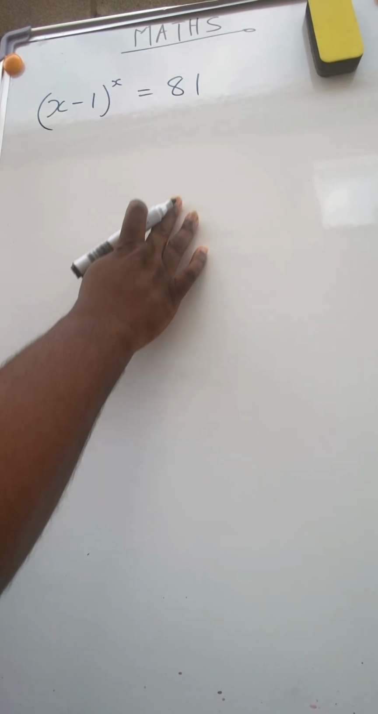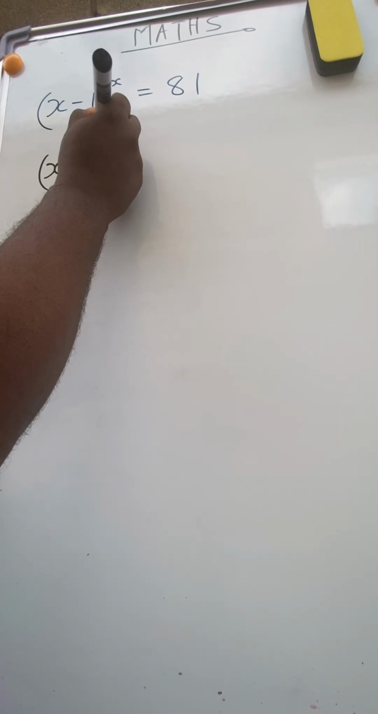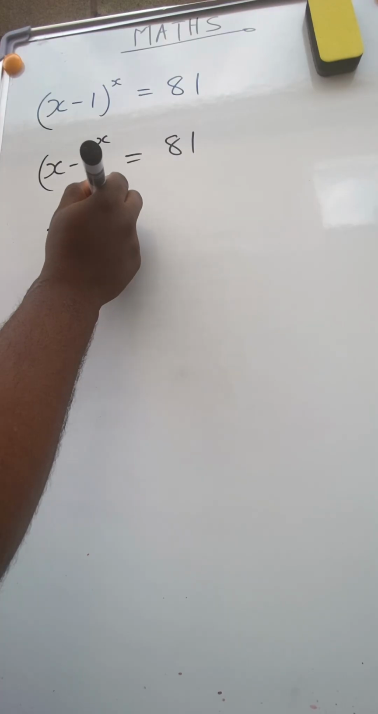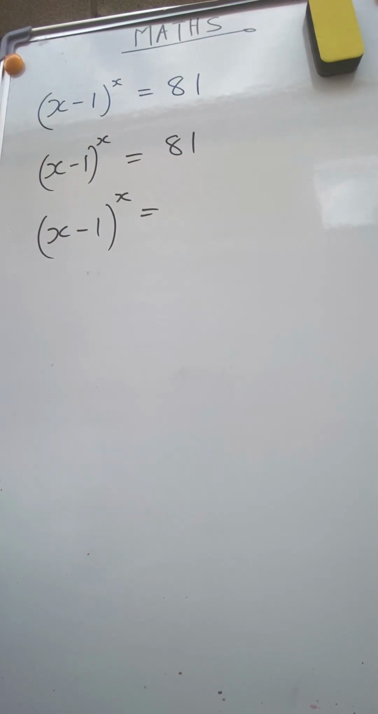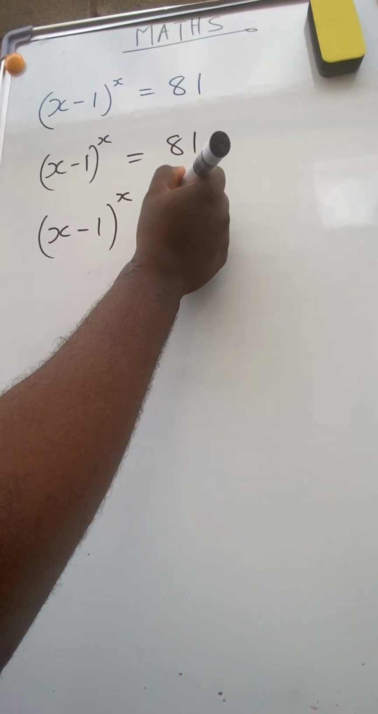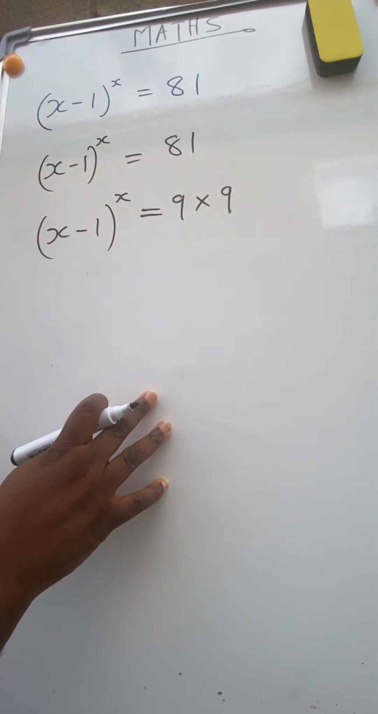I can do this in two different ways. (x minus 1) all raised to the power of x equals 81, and 81 can be expressed in index form in different ways, either as 9 raised to the power of 2, or as 3 raised to the power of 4. Now, I am taking the first step. If I take the first step as 9 times 9, 9 times 9 is equal to 81.